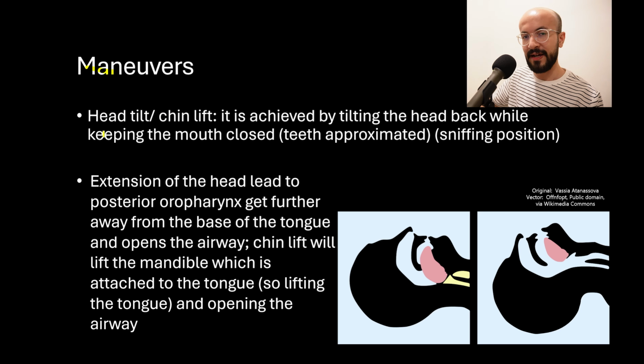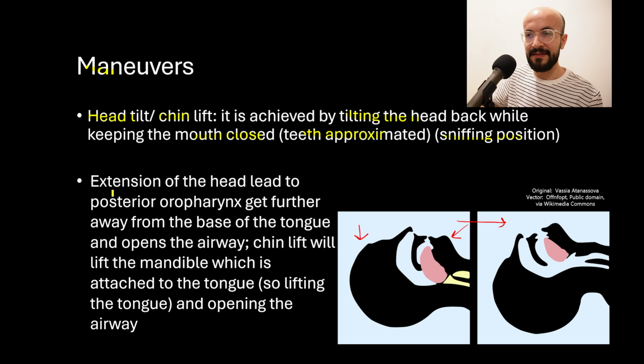The first maneuver we have is the head tilt chin lift. This is the most basic maneuver that can be done. It's very simple and it can be done by anyone. It is achieved by tilting the head back while keeping the mouth closed, so the teeth approximated, and by tilting the head back, this would put the patient in the sniffing position. Head tilt means that we push on the forehead in this direction, and chin lift means we push on the jaw in this way. So we get this here.